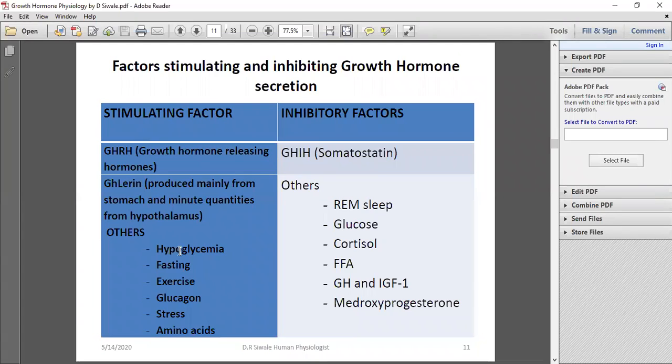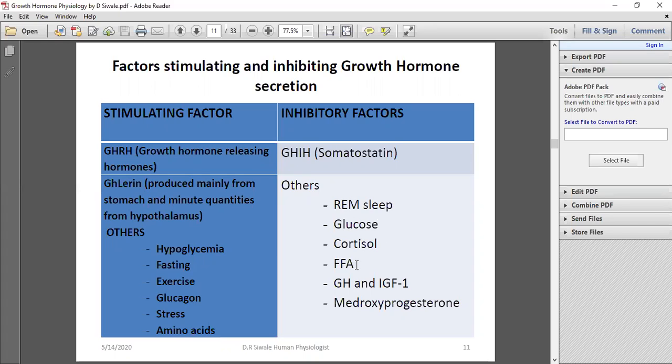We have other factors: hypoglycemia, fasting, exercise, glucagon, stress, certain amino acids. They can also stimulate growth hormone release. But inhibitory factors, we have rapid eye movement sleep. When you are asleep, growth hormone is inhibited. Glucose itself, hyperglycemia, eating too much glucose or sugary foodstuff, inhibits the secretion of growth hormone. Cortisol is a stress hormone. It also inhibits secretion of growth hormone.